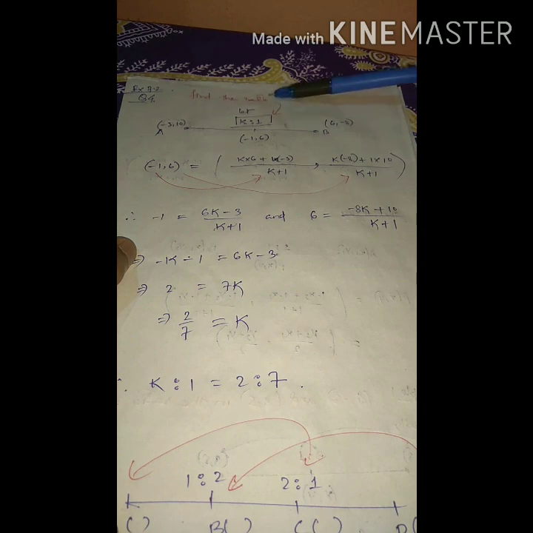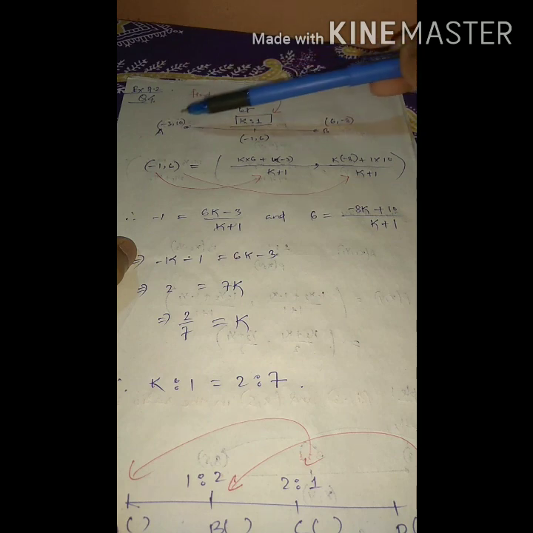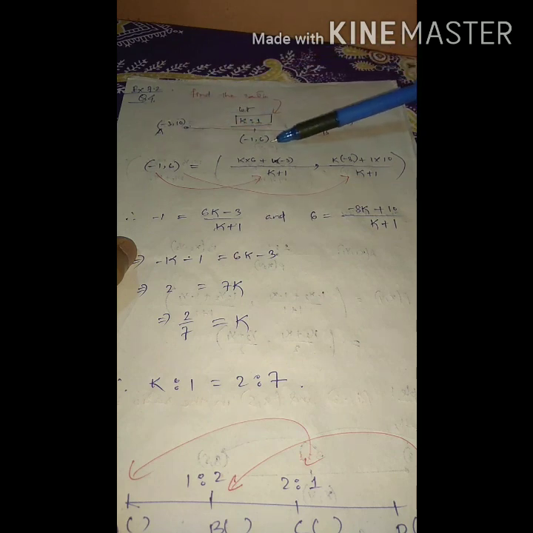We have to find out the ratio. Is it clear? If you read the question carefully, two points are given, and at the same time point P is also given. Here you have to find out the ratio. So when we have to find out the ratio, always we have to consider it in such a way that k:1.